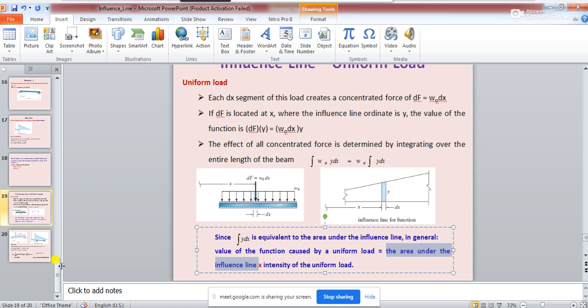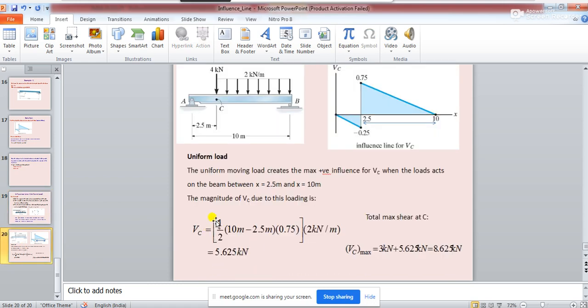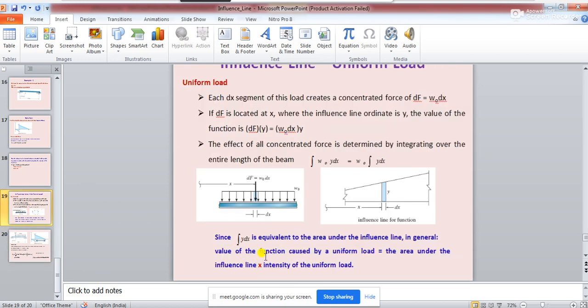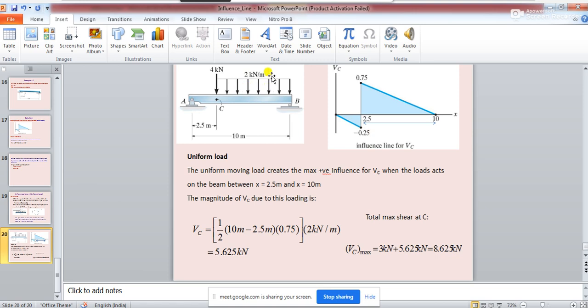So basically this third bracket part is going to give you the area under the influence line, and you notice with that what I'll have to multiply? We'll have to multiply the intensity of the uniformly distributed load. So what is the intensity of the uniformly distributed load? This is 2 kilonewton per meter. So multiply 2 kilonewton per meter and you are going to get a value of 5.625 kilonewton if you calculate.